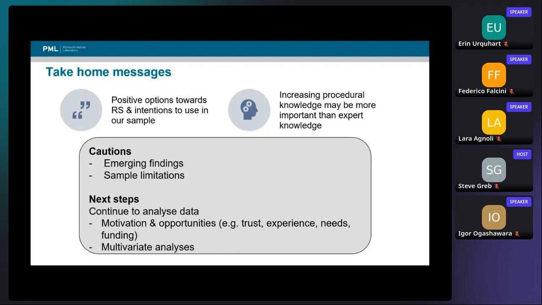And the next steps are to continue to analyze the data on the other behavioral determinants, so motivation, opportunities. We asked a lot of questions about different aspects like trust, experience, needs, and funding, for example. And of course, we need to look at all of these different aspects in conjunction with each other using multivariate analyses.